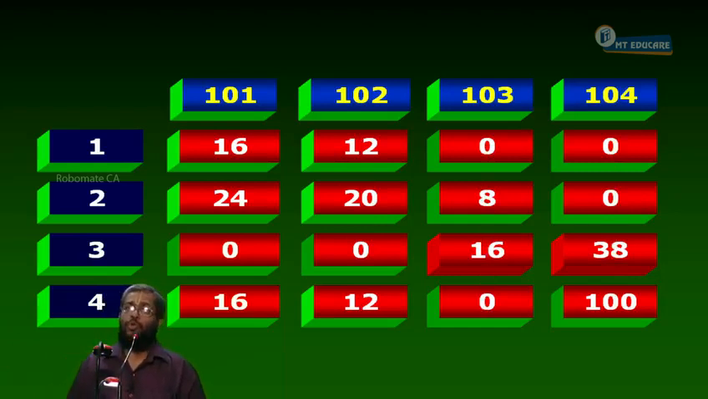In step 6, we had two rows with two zeros. In bracket, write row 1 and row 3. And bracket close, and two columns with two zeros. I think it's column 3 and column 4.